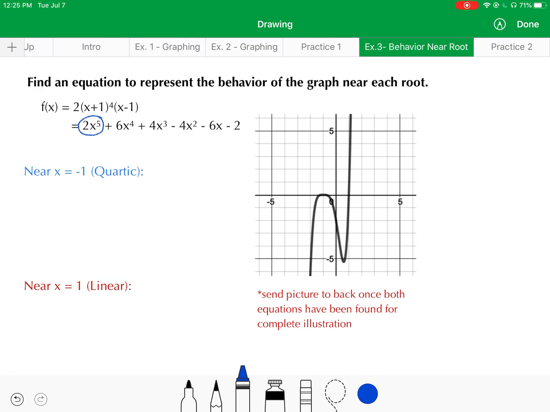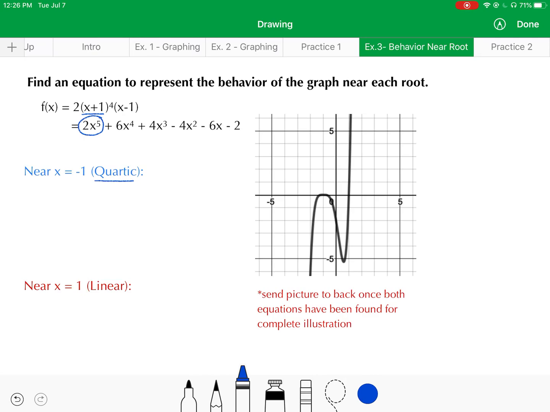So what we'd like to do here is come up with an equation that represents the behavior of the graph near each one of its roots or near each one of its x-intercepts, okay? So let's start with x equals -1, okay? X equals -1 came from this factor of the function, x plus 1, and notice it's being raised to the fourth power. So at the very least, we know that the multiplicity is 4, which means we should be behaving like a quartic function at x equals -1.